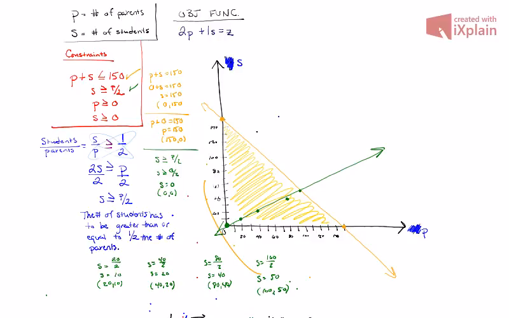So let's test a point, I don't know, 0, 20. So I will put 20 in for s, 0 in for p. Is 20 greater than or equal to 0? Yes. So this is telling me to shade on this side.